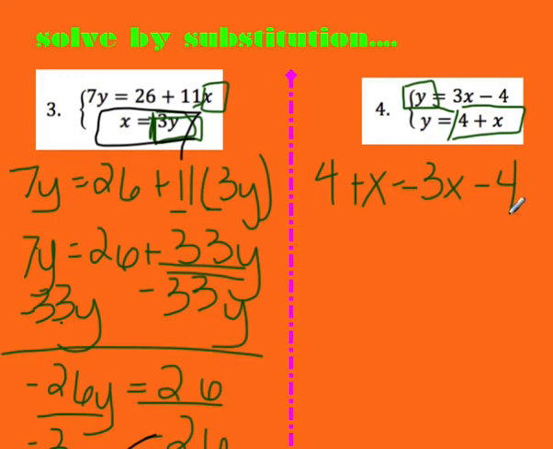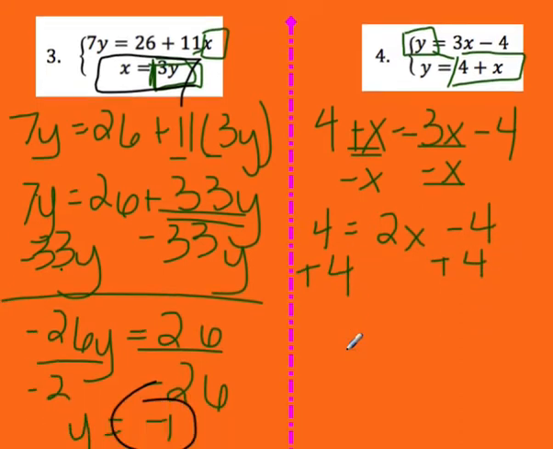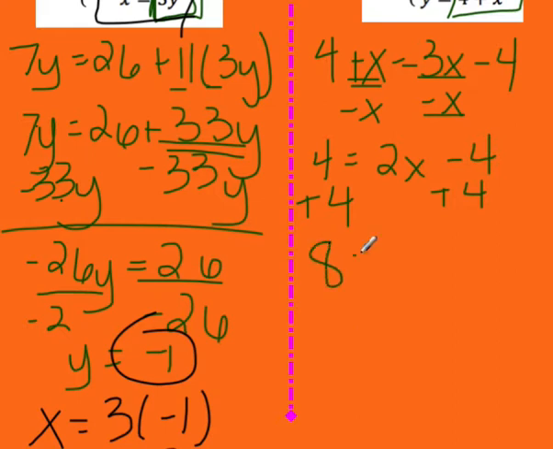So now I need to solve it for x. So I'm going to start by taking this plus x, and I'm going to subtract x from both sides. So then I have 4, and then here I have 3x minus x is 2x minus 4. So now I'm going to add 4 to both sides. 4 plus 4 is going to give me 8, and that's equal to 2x. So the last thing I need to do is to divide both sides by 2. 8 divided by 2 is going to give me 4. So here I get that x is equal to 4.